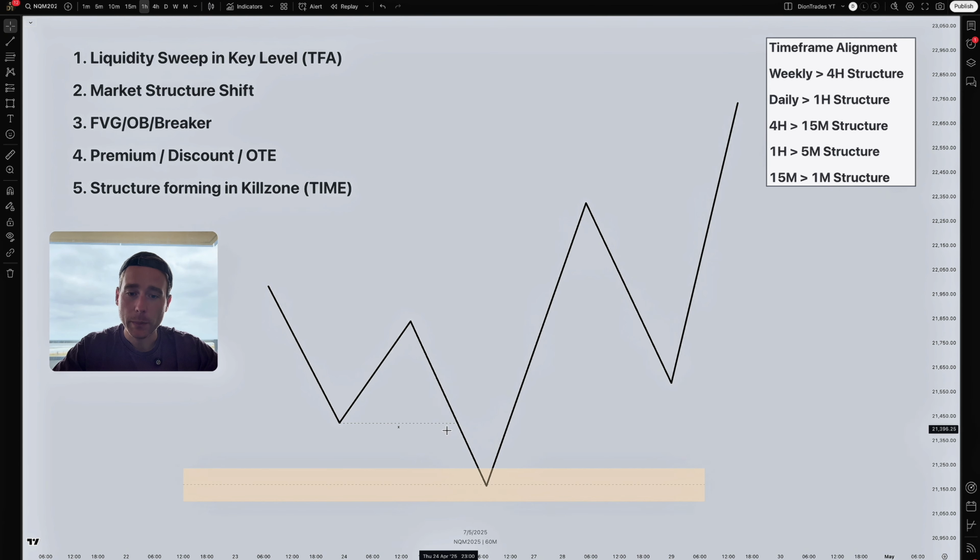So when you see the liquidity sweep into a key level, then second you want to see a market structure shift. Market structure shift is when the last swing high that took the low is taken out. And it is right here. So here you have a market structure shift.